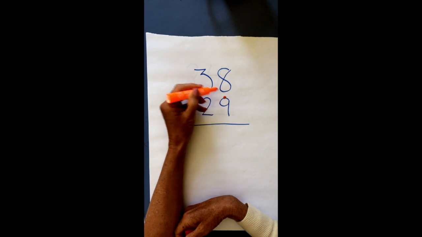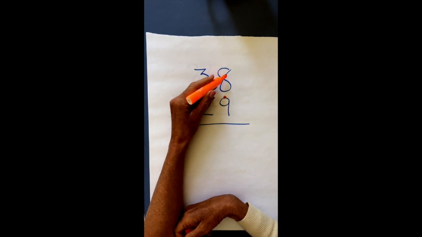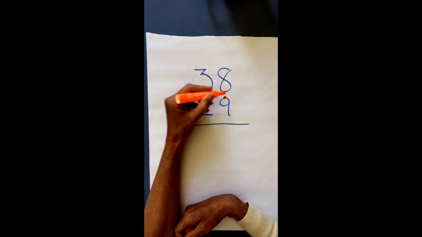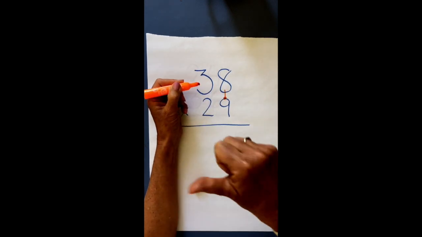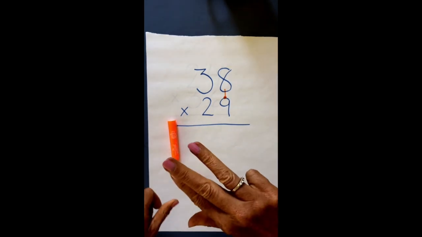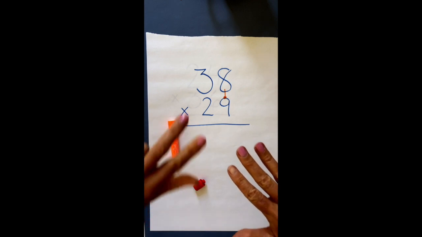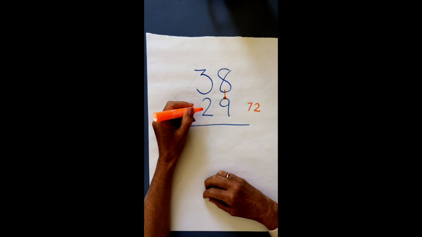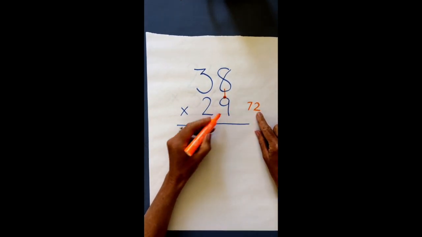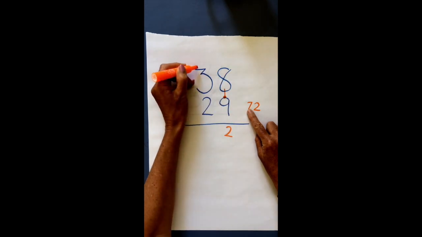What I like to do first is put a dot in the ones place of the bottom number. Then I'm always going to go to the ones place first. So I do 9 times 8: 9, 18, 27, 36, 45, 54, 63, 72. So I get 72. I put that here. Whenever I'm doing this, the ones place always goes down, and the tens place always goes up to the next place.